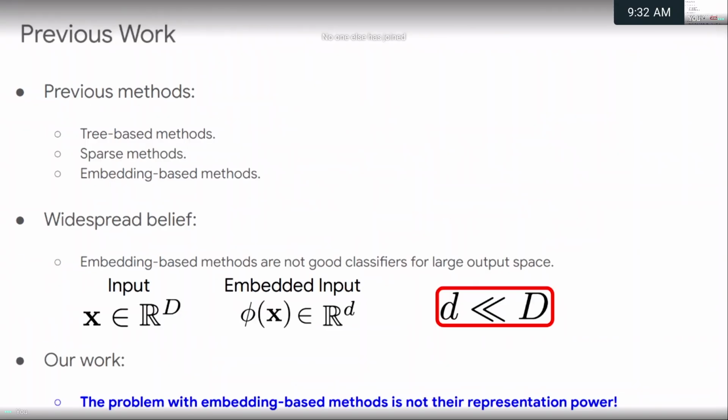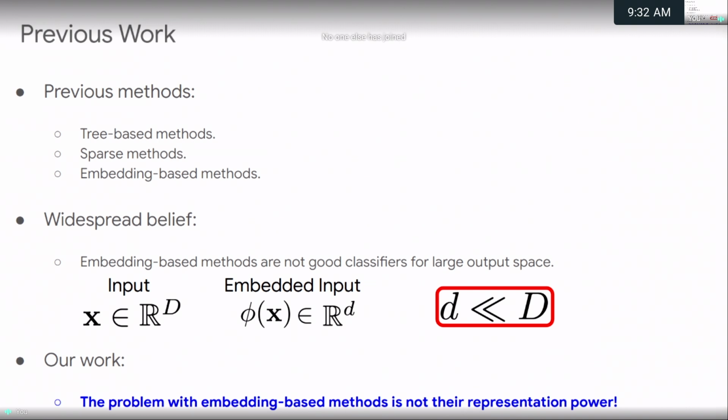Okay, so I briefly talked about the previous methods, tree-based methods and sparse methods, and I also mentioned that this work is about an embedding-based method. One widespread belief in the research community prior to this work was that embedding-based methods are not good for classification in large output space, because when we embed an input, we are compressing the input a lot. That limits the representation power of the embedding-based method, because we are losing a lot of information by compressing the input.